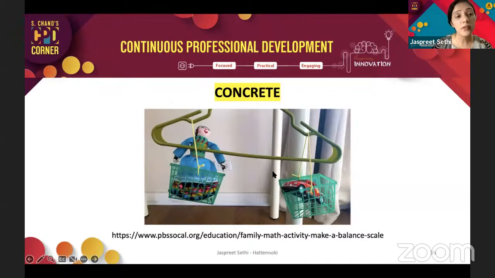And I also use this to introduce equations sometimes, that it's not balanced right now. This is an inequality, as opposed to how I will add something here or add something here, or take away something from here, or add something here to kind of balance it out.